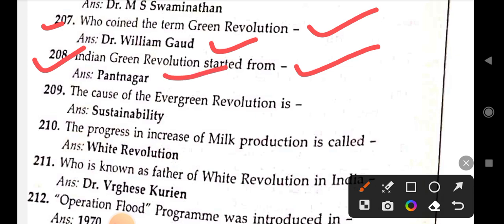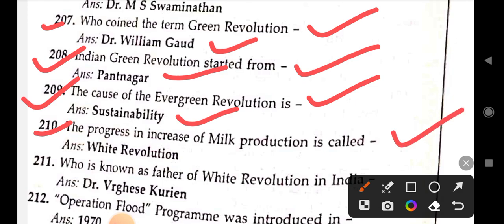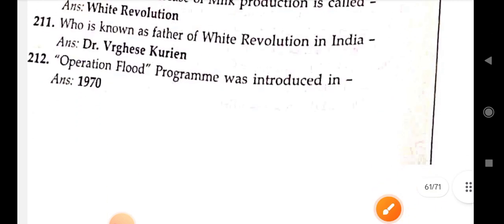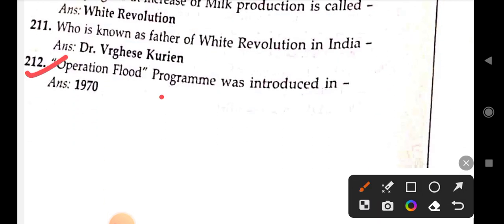The cause of evergreen revolution is sustainability. The increase in milk production is called white revolution. Next, who is known as father of white revolution in India? Verghese Kurien. Next, Operation Flood program introduced in 1970.